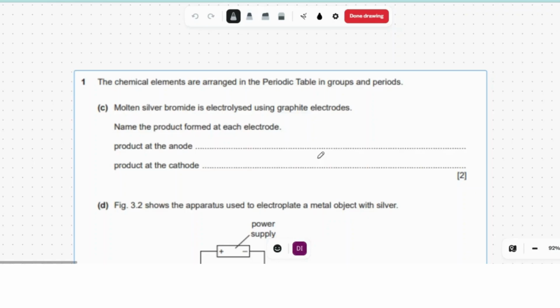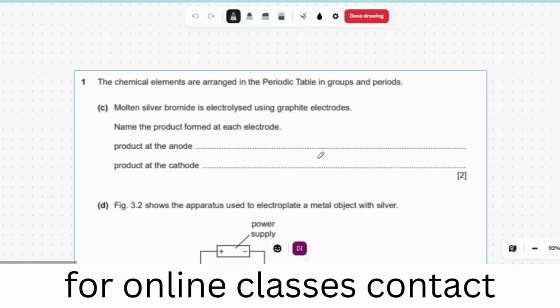Hello, today we are going to talk about electrolysis past paper questions. For example, for the first question, the chemical elements are arranged in the periodic table in groups and periods. Molten silver bromide is electrolyzed using graphite electrodes. Name the products formed on each electrode.